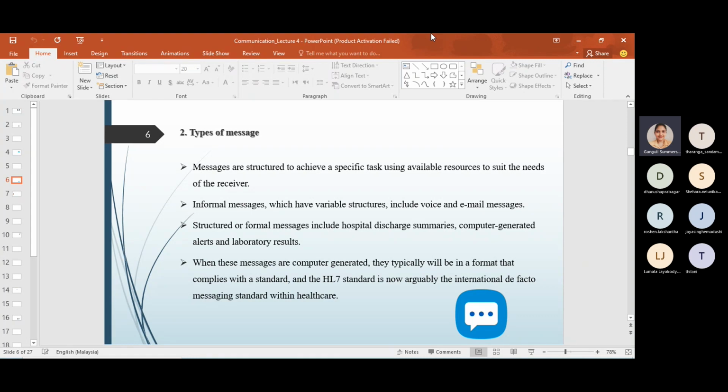So the HL7 standard is a standard which applies to healthcare providers.